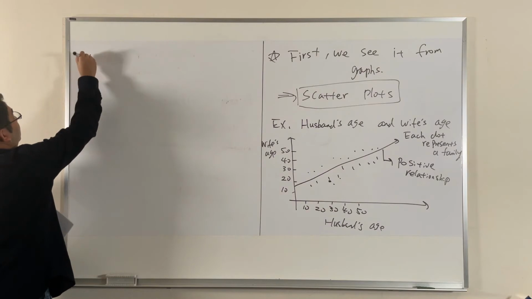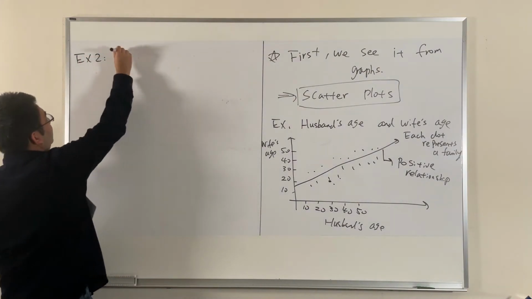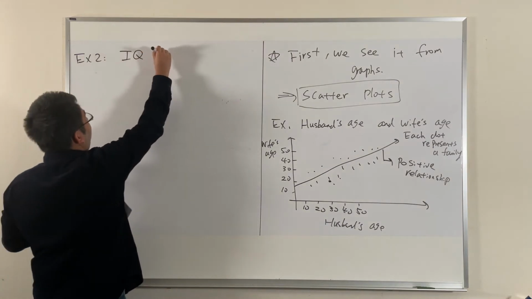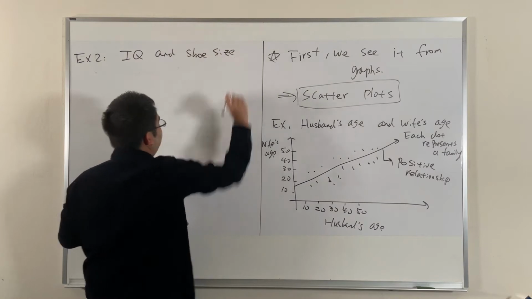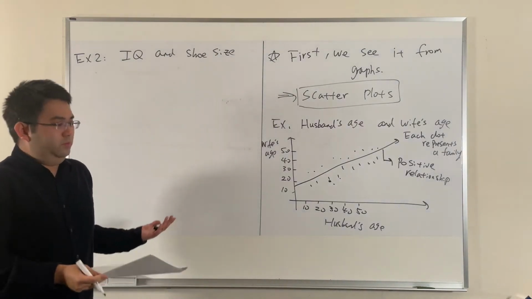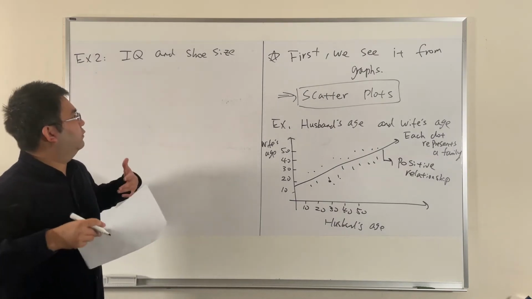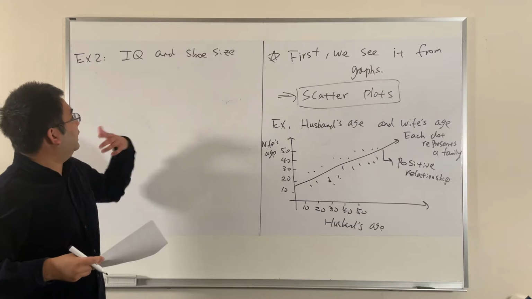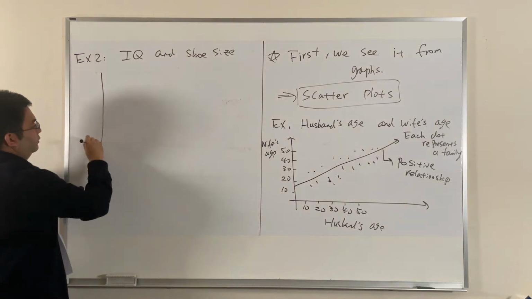So example 2, the two variables we have are someone's IQ and student shoe size. In this case, we assume that the two don't correlate to each other. They have no relationship between IQ and shoe size. So we just plot it.